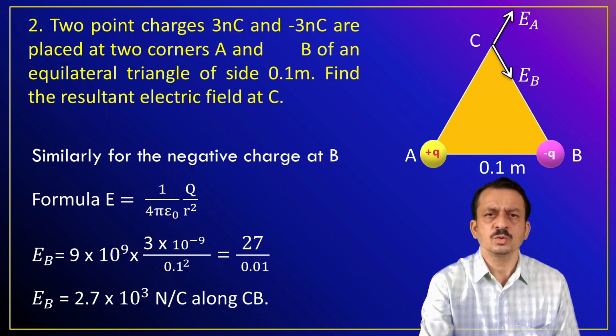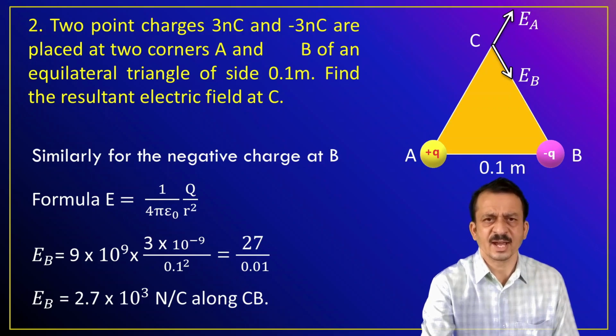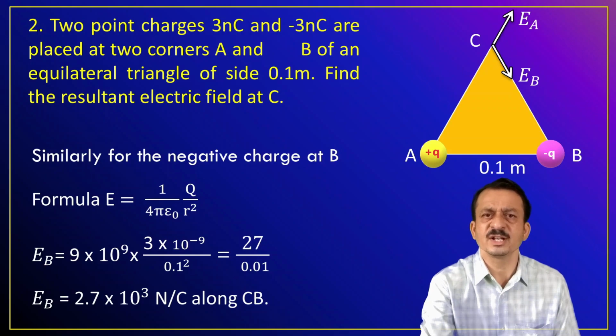Now these two electric fields are equal in magnitude but acting in different directions. Here the angle CAB is found to be 60 degrees. Therefore, ACB is also 60 degrees. Then what is the angle between EA and EB, the resultant fields? It is 120 degrees.